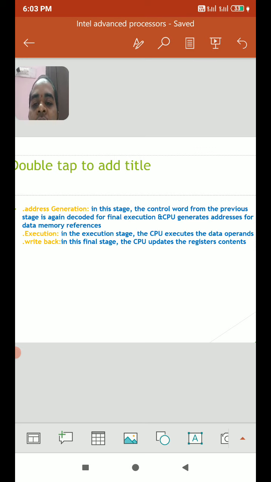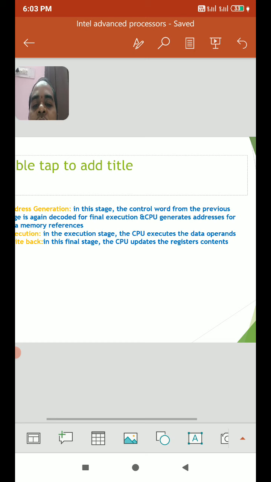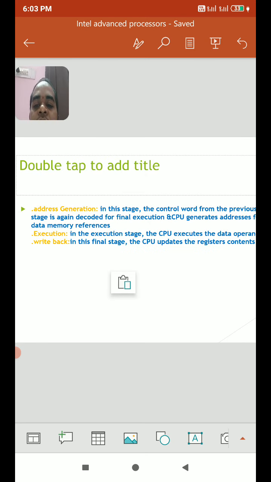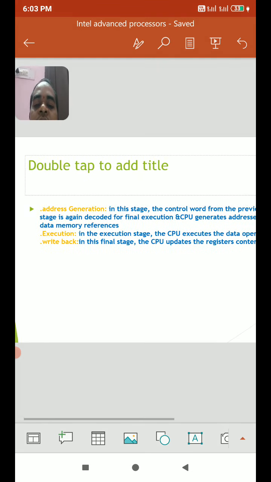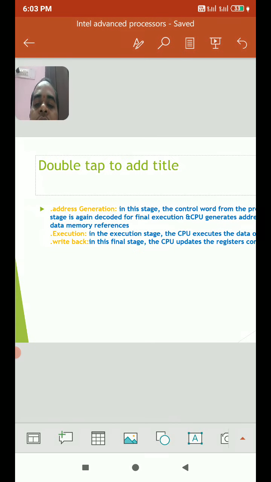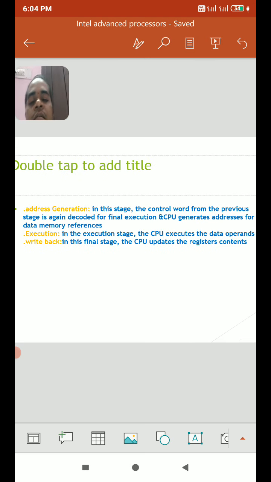After the address generation, we already know that execution is present. In the execution stage, the CPU executes the data operands. After execution, we can write back. That means in the final stage, the CPU updates the register contents. So every microprocessor has basic stages of operation: fetching, decoding, executing, and after that storing or write back, storing the data into the registers.